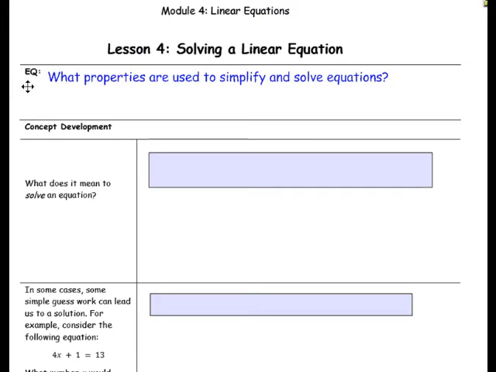Pause the video and copy the essential question. What properties are used to simplify and solve equations? What does it mean to solve an equation? To solve an equation means to find all of the numbers x, if they exist, so that the given equation is true.